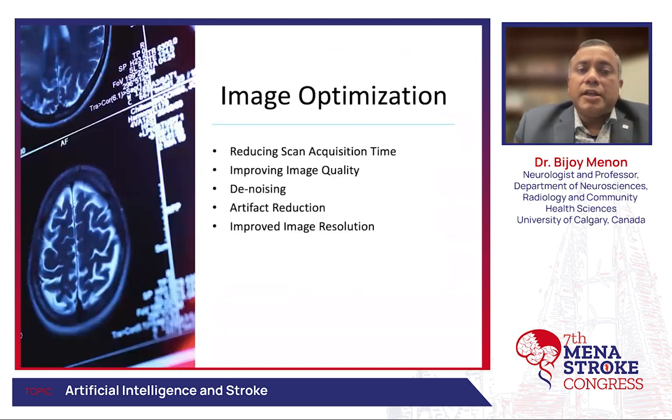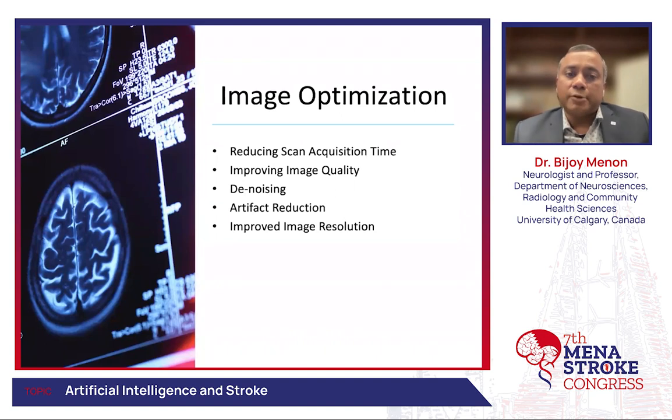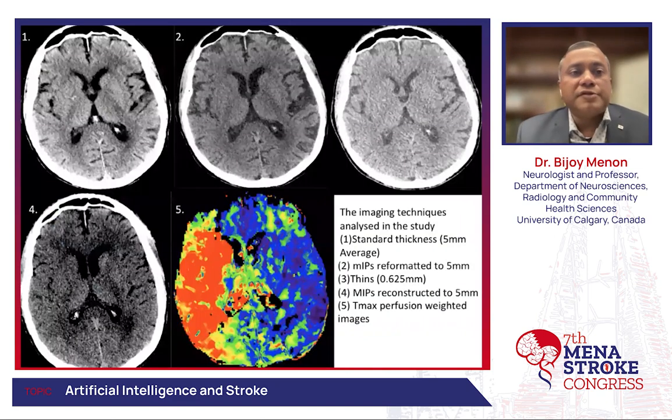AI and machine learning currently help with image optimization. With the imaging protocols that you have in place, you could reduce scan acquisition times by optimizing image acquisition protocols. You can improve the image quality itself. You can denoise those scans. Artifacts can be reduced. Image resolution can be improved. I'll just give you some examples.